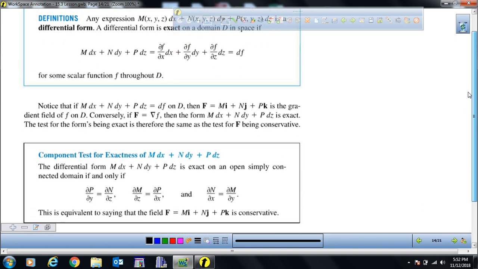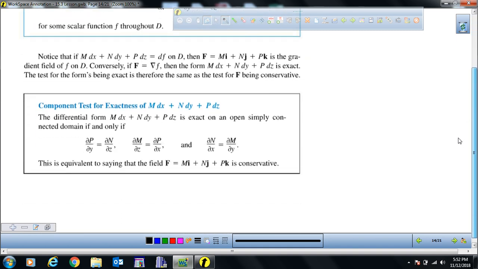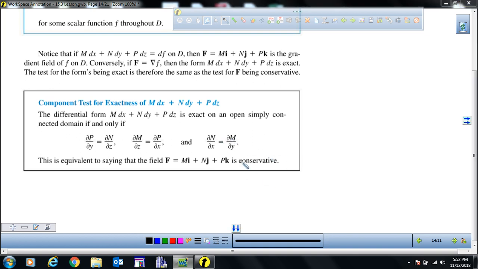So what does that mean? Exactness means conservative field. So if a field is conservative, that means that this differential right here is going to be exact. If some field Mi plus Nj plus Pk is conservative, then its differential M dx plus N dy plus P dz is going to be exact.